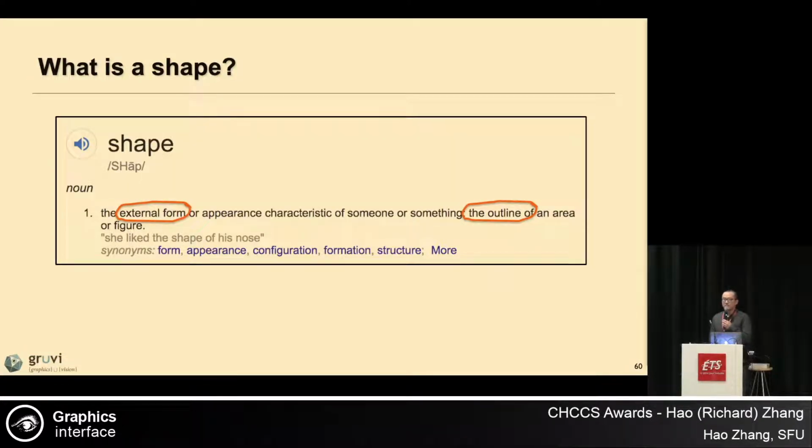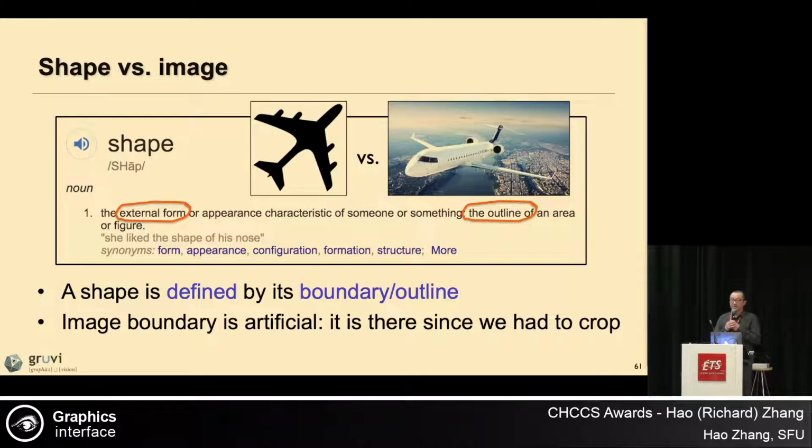So I started to ask myself, what is a shape? I've actually done this a couple of times. When I try to do something, I go to the dictionary and try to find the really fundamental definition. Shape, by definition, is an external form, the outline of an area or a figure. You might say images have boundaries too, but an image boundary is different from a shape boundary. An image has a boundary because you have to crop it, so it's always rectangular. A shape boundary is what defines what the shape is.